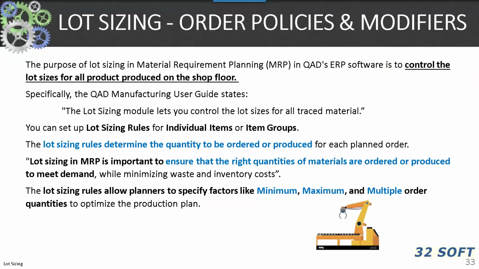Lot sizing, the purpose of which in MRP is to control the quantity of the product produced. You can set up lot rules for individuals or groups of items. Lot sizing determines the quantity that is ordered or produced for each planned order. Lot sizing in MRP is primarily important to ensure the correct quantities of material are ordered and produced to meet demand. Lot sizing rules allow planners to specify factors like minimum, maximum, and multiple order quantities to optimize the production plan. Lot sizing is kind of like the steering wheel for MRP.